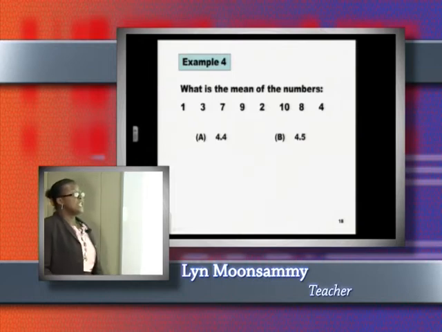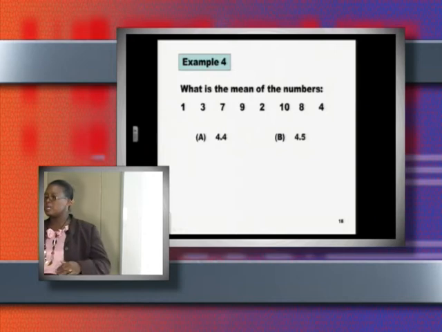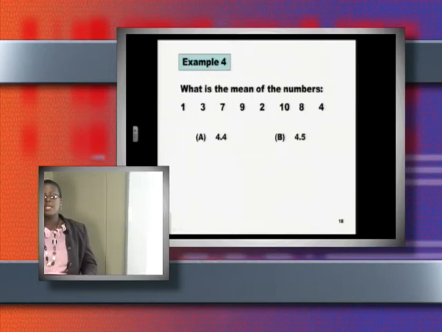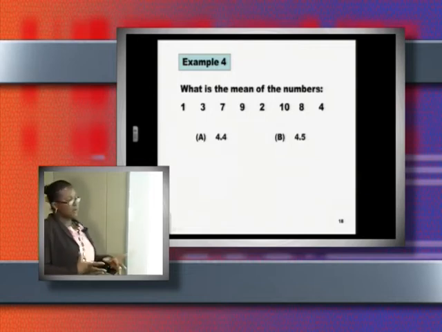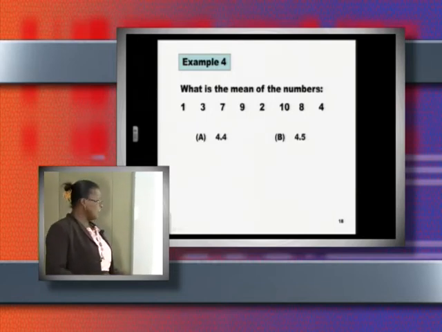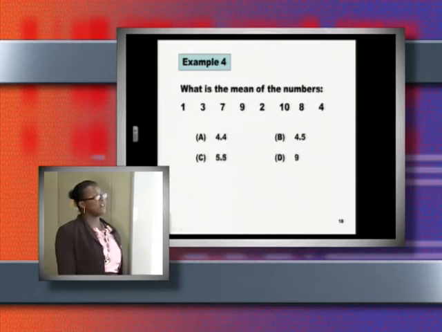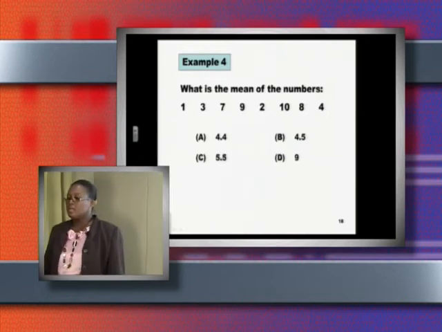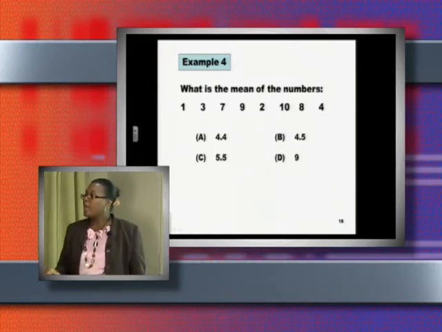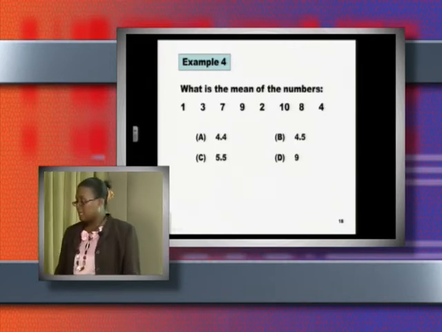Example 4 says we're given an amount of numbers. There we have them: 1, 3, 7, 9, 2, 10, 8, and 4. And since we're on mean, I know that question is asking us to find the mean. Good. Now we have 4 responses. This question here was taken from a national grade 9 exam. And the 4 responses are A, 4.4, B, 4.5, C, 5.5, and D, 9. Now before I reveal the key to you, I want you to tell me what the answer will be.